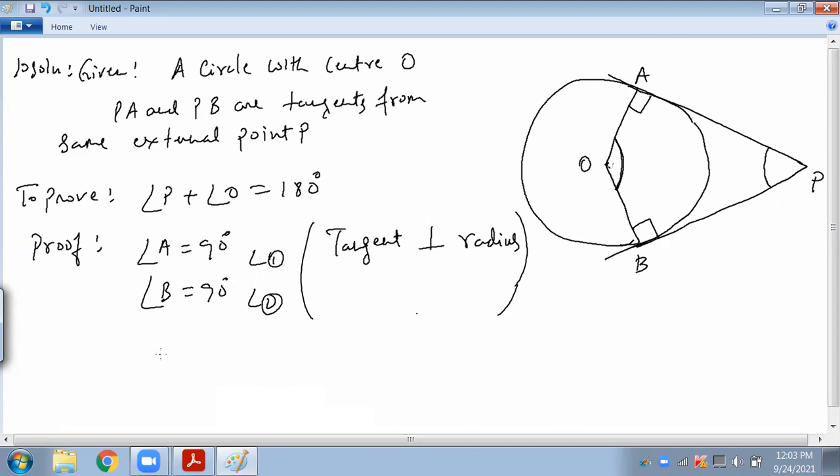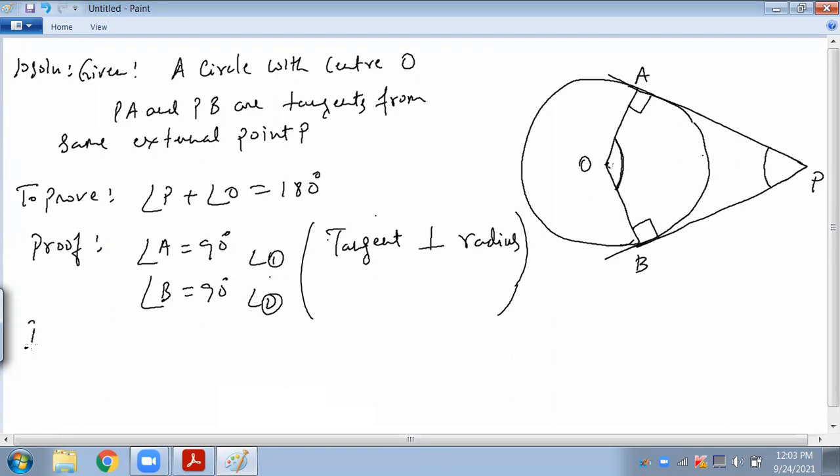Same reason for both. Okay, now after showing angle A and B 90 each, we know that AOBP is a quadrilateral. And if it is a quadrilateral, we can take the sum of the four angles equal to 360. In quadrilateral AOBP, the sum of all the angles equals 360.